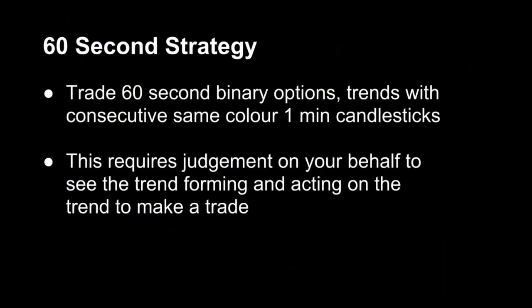Okay, so the 60-second strategy. The strategy is to trade 60-second binary options with the trend, being with consecutive same color 1 minute candlesticks. So whether that be 3 candlesticks going up in the green or 3 candlesticks going down in the red. Once you've determined that trend has formed, that's when we place our trade.